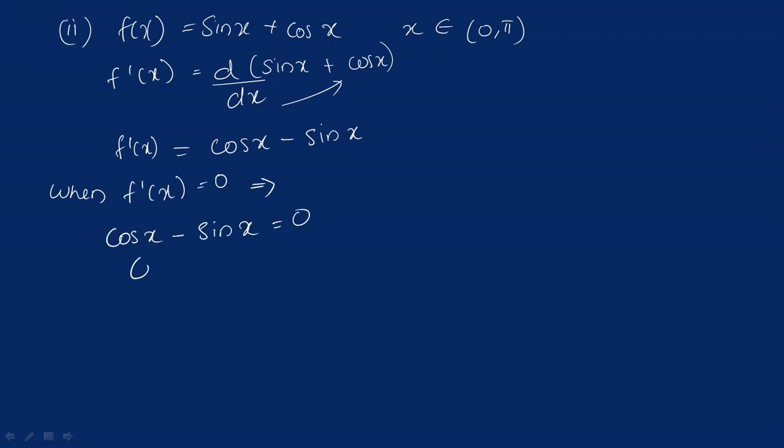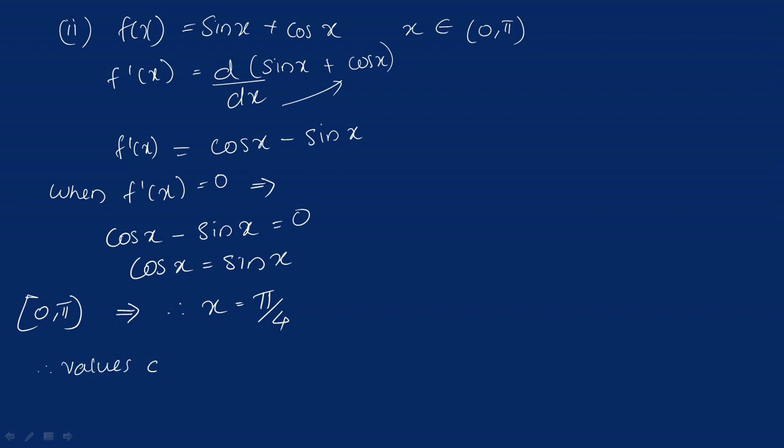When f dash of x is equal to 0, we can write cos x minus sin x is equal to 0. By solving, we have cos x is equal to sin x. So in the interval 0 to pi, we have only one value that can satisfy the condition cos x is equal to sin x, that is at x equal to pi by 4. So the values of x will be 0, pi by 4 and pi. It is because of the interval 0 to pi.